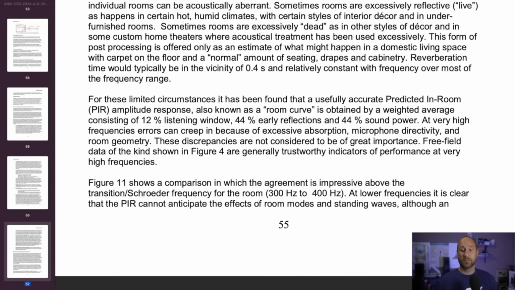In the document, they actually note that it is typically in the 300 to 400 hertz region, and they talk about what makes that up, as in the Schroeder frequency, which I will try to find a good link that describes that and throw it into the description below if I can.